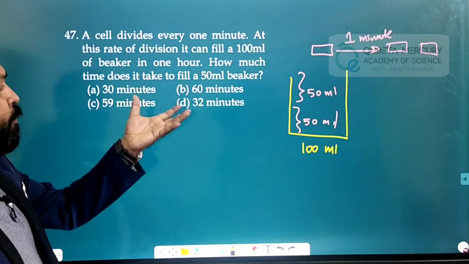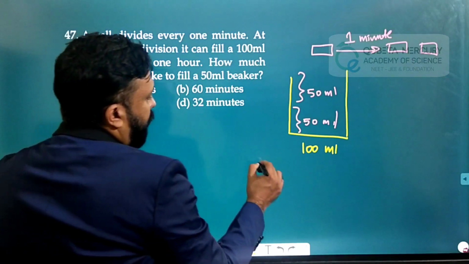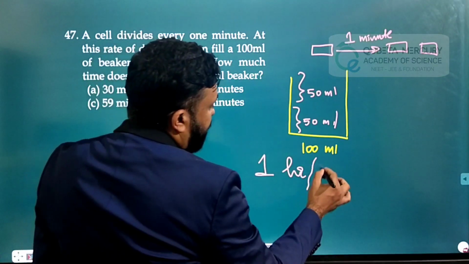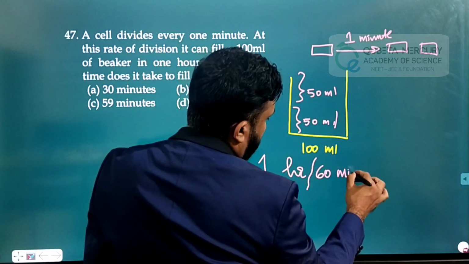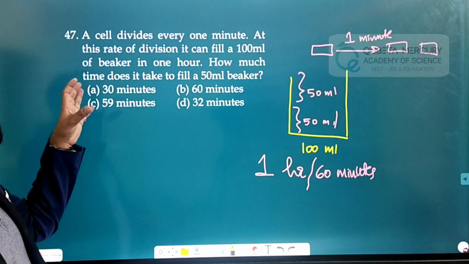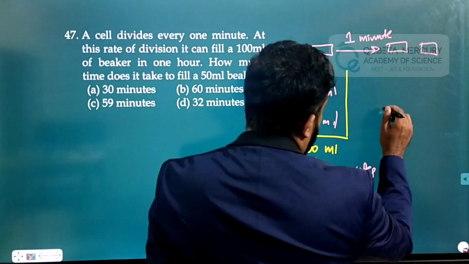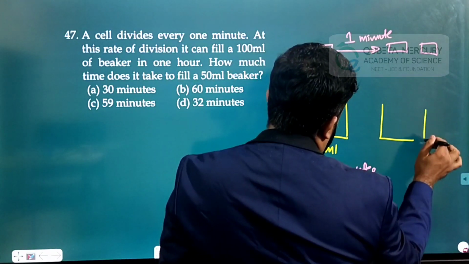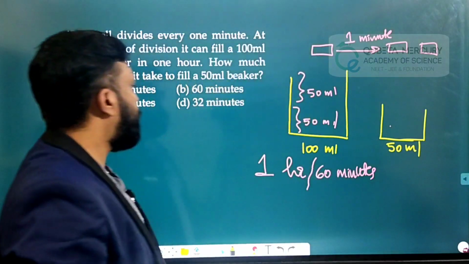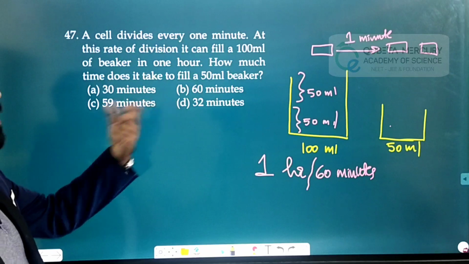In order to fill such a 100 ml beaker, the time required is just 1 hour. For this process, a single hour is required. That means 60 minutes. Then the question: how much time does it take to fill a 50 ml beaker? At such a rate, how much time will be required to fill a 50 ml beaker? That is the question. Options: 30 minutes, 60 minutes, 59 minutes and 32 minutes.